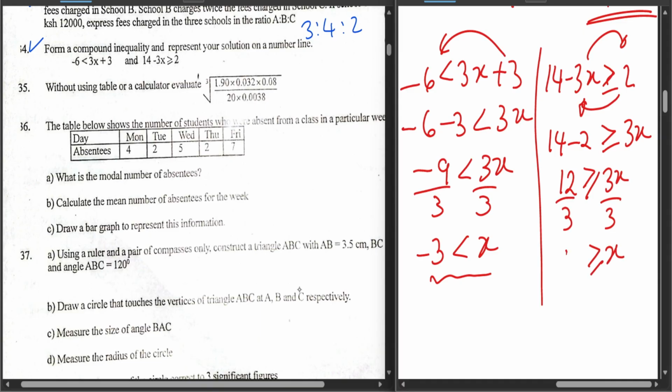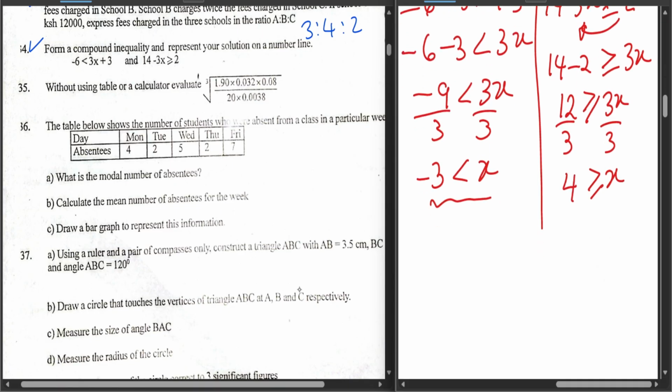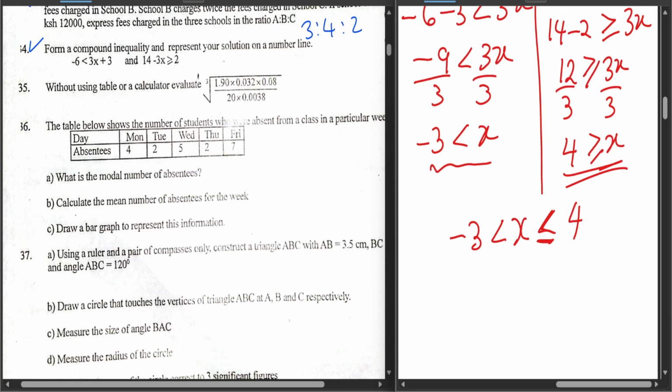Okay, 4 is greater or equal to x. And therefore your compound inequality will look like this. You'll write x this way. The lowest number is -3, the highest number is 4, but make sure you write this equal sign because of this. But now you've been told to represent your solution on a number line as well.